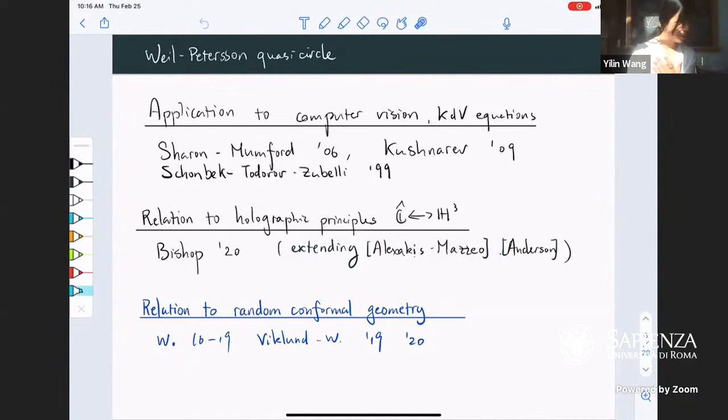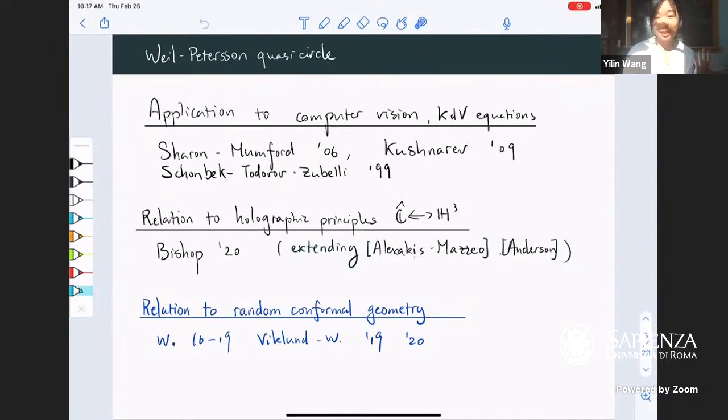And in Bishop's recent work, he related those Peterson quasi-circles to be exactly those curves which can be the boundary of a minimal surface in this hyperbolic three space with finite total curvature. And it's also an if and only if characterization. So I actually don't understand it very much now, but I'm sure that it's going to lead to a lot of open questions later on.